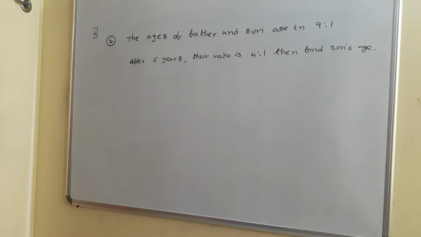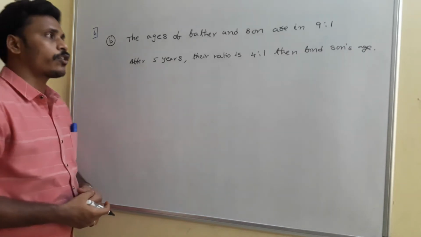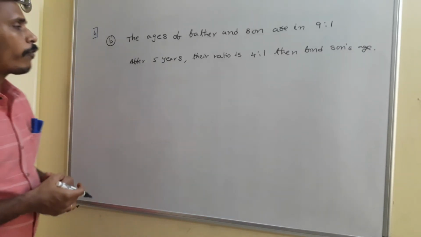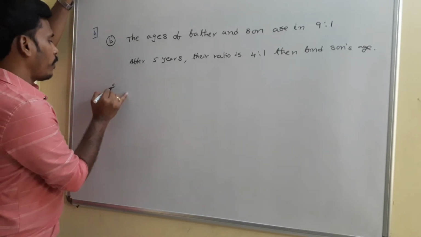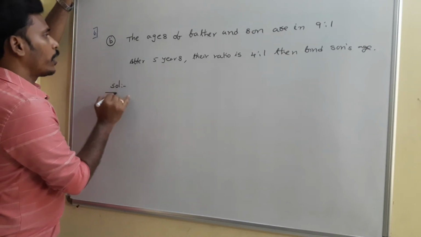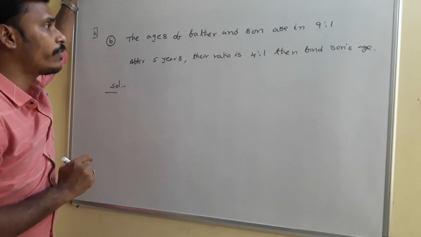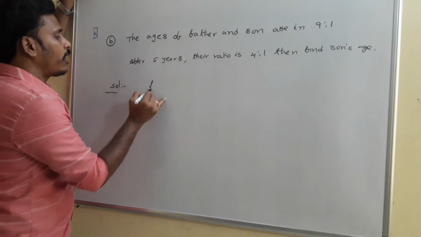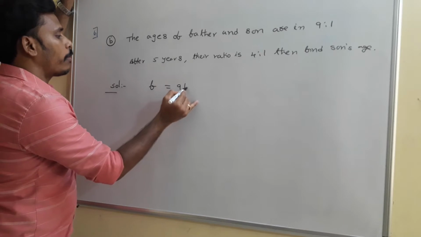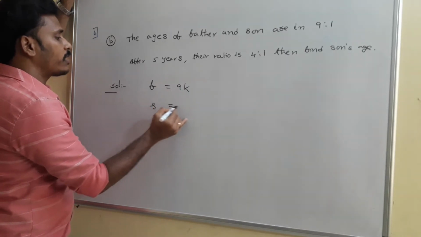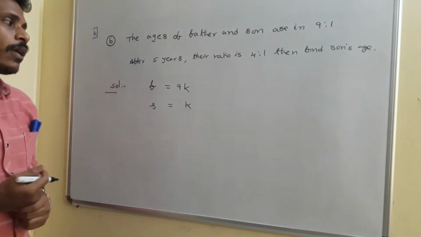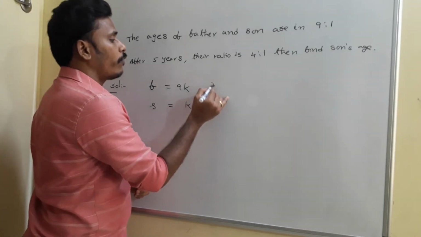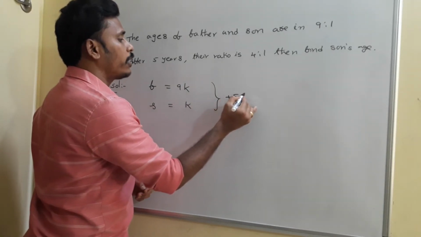The ages of a father and son are in the ratio 9 is to 1. Okay. After 5 years the ratio is 4 is to 1. We need to find the son's age. Okay. So how to do the problem? You just look that the ratio is given as 9 is to 1. So let the father's age as some 9k and son's age as some k, because the ratio is 9 is to 1. And after 5 years, so we need to add 5 for both the quantities.